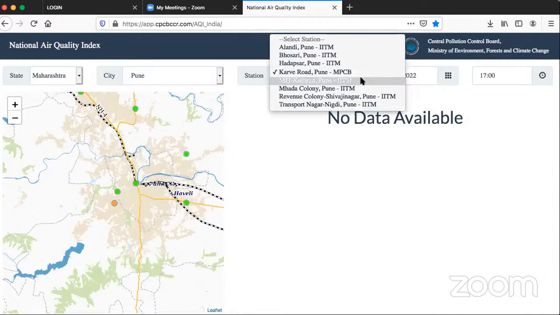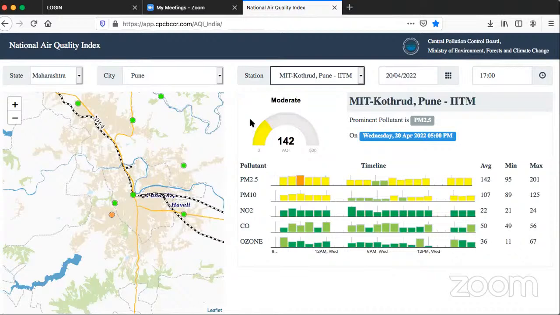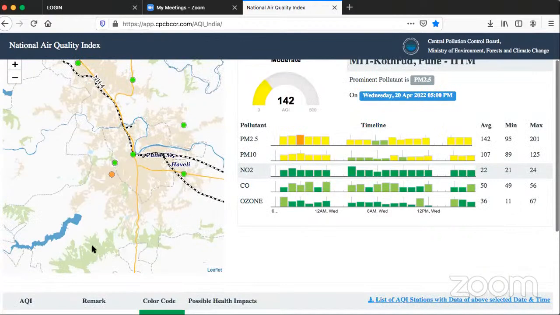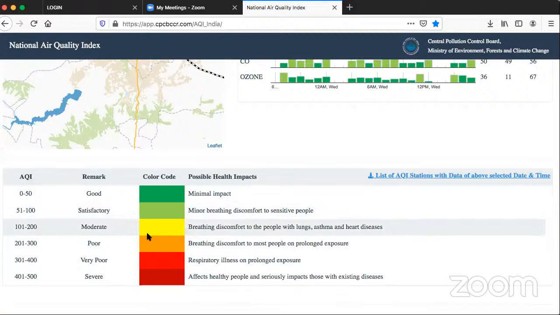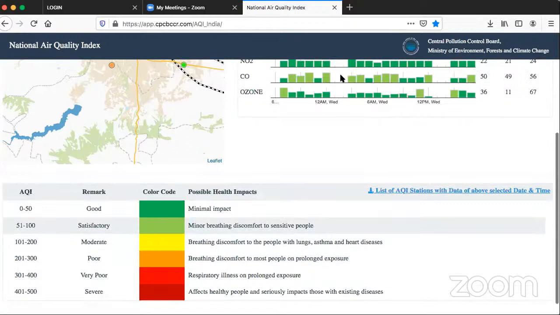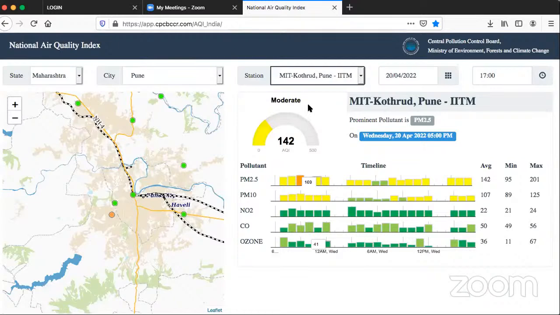Okay, so look at it. In Pune right now, in this Kothrud area, it is 140. So this is the color code. Can you all see the color code? I think in Delhi, it was very poor, right? It was red. But in Pune now, it is moderate. It is yellow. So not only for each city, within each city also, we have different regions. Like, you know, there is also Anandi, right? So for Anandi also the statistic.